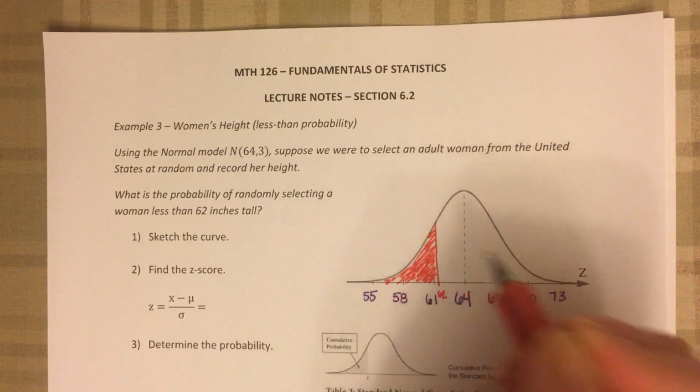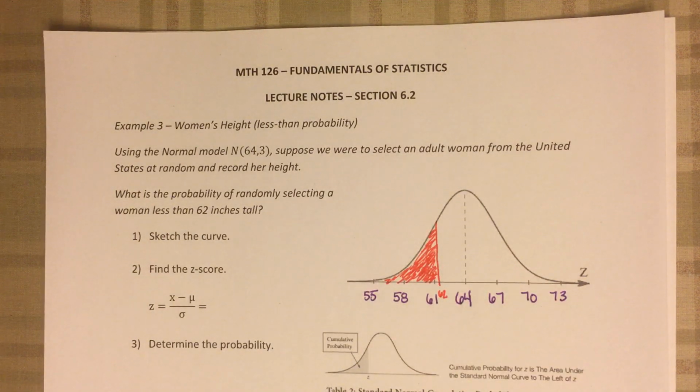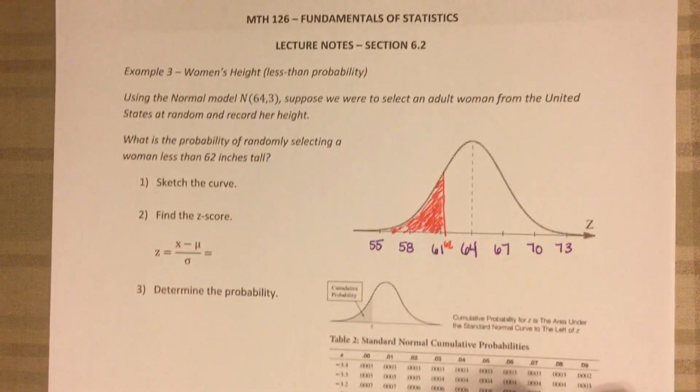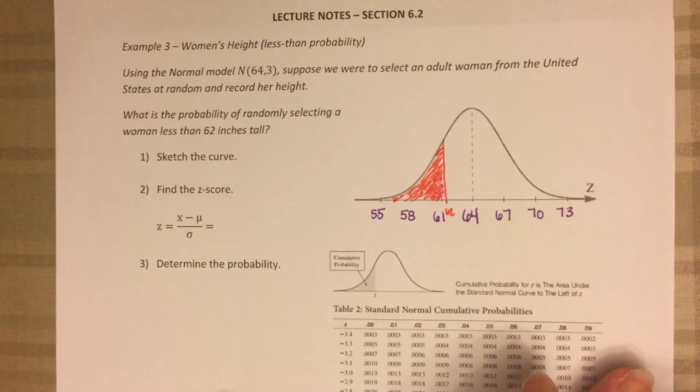So our first step is always, always, always to draw a picture. Our second step then is to find our z-score. As we're finding our z-score, we are using our formula. Again, our formula looks slightly different, but it's still very similar to what we saw back in chapter 3.